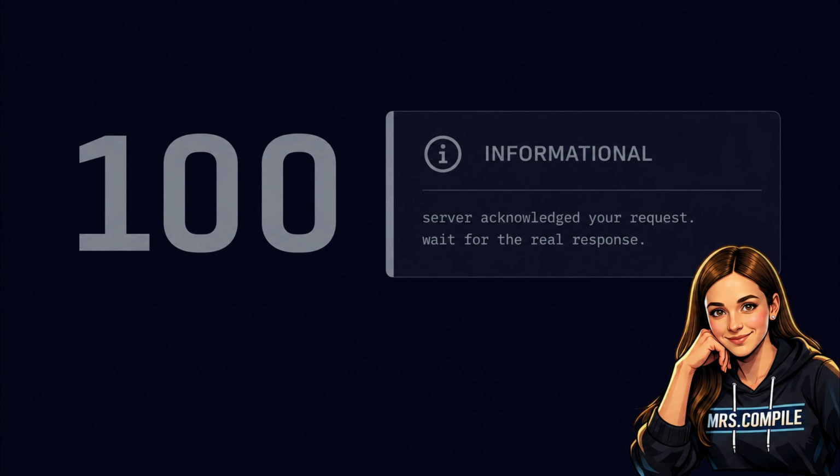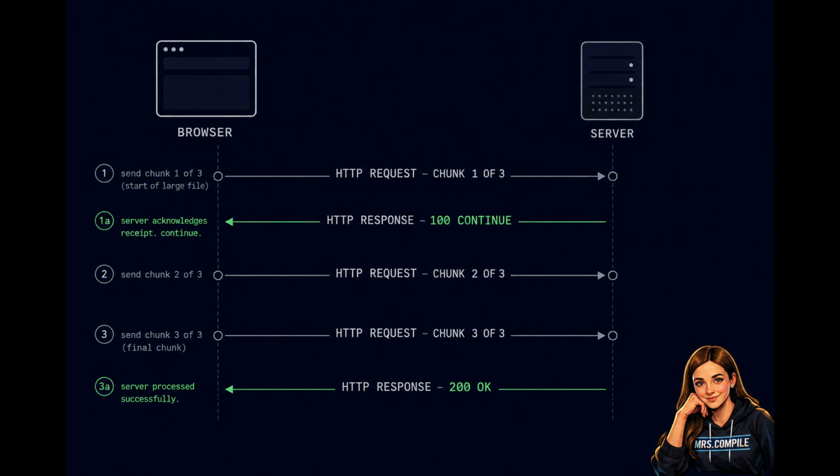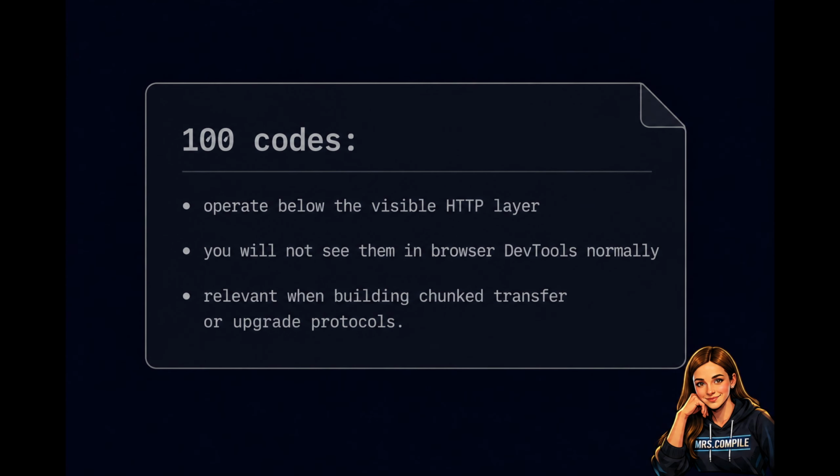Status code 100 means information. The server is acknowledging your request and telling you to hold on. 100 means continue. You send the first part of a large request and the server is saying it's received it. Carry on. These are background codes. You won't see them in your browser. They exist in the HTTP layer below what's visible. Useful if you are building something that sends chunked data. Otherwise, not something you will encounter day to day.